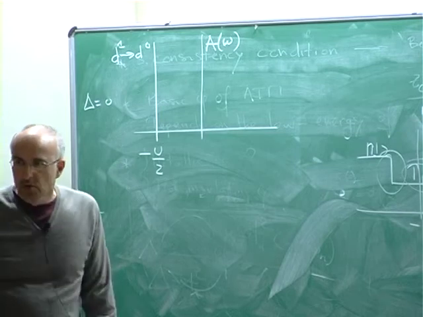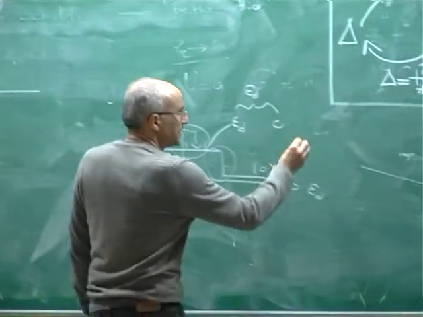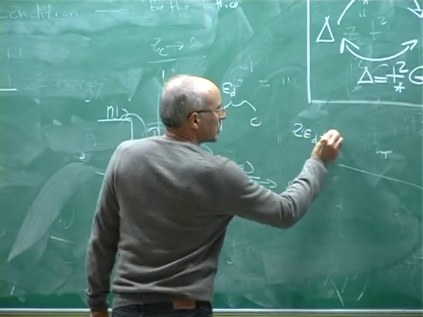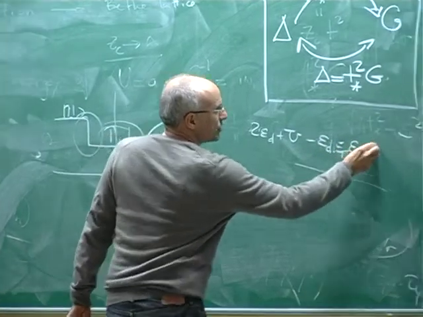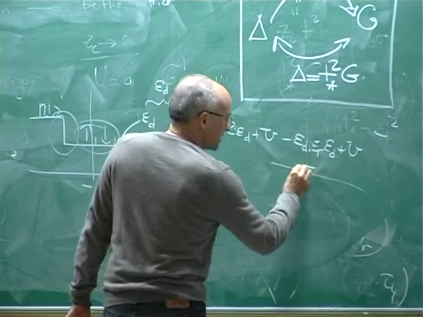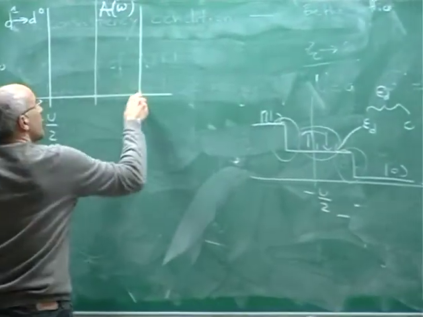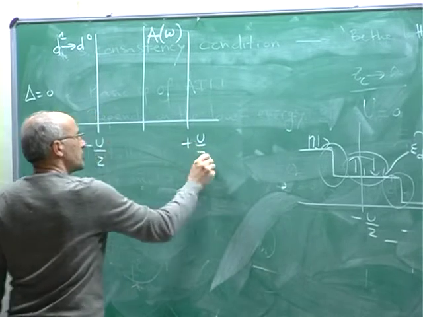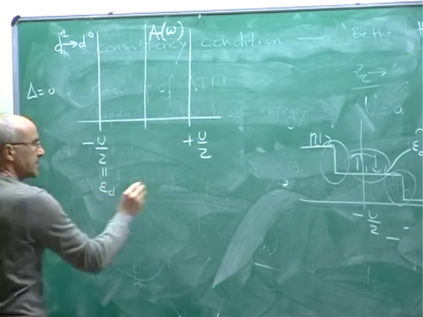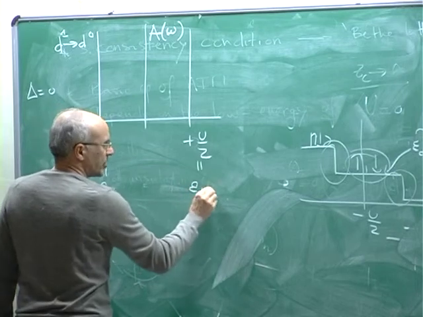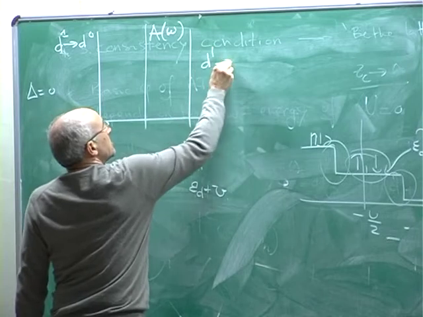Okay? Similarly, I can add an electron. The energy difference for this is 2 epsilon d plus u minus epsilon d, which is epsilon d plus u, which in this specific case is also equal to plus u over 2. So here I would have another peak at plus u over 2, but you should really remember that this is something like epsilon d, and this is something like epsilon d plus u more generally, which corresponds to this transition.